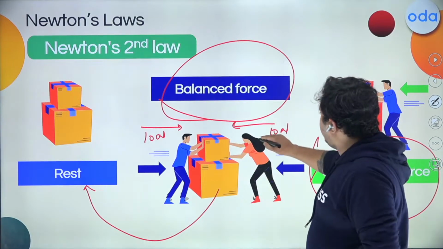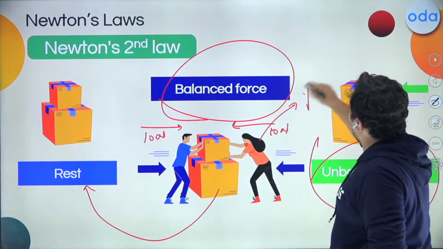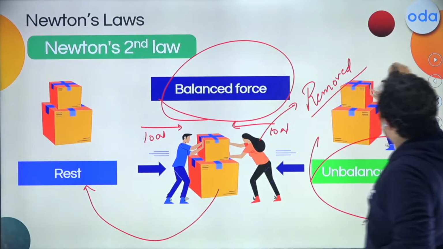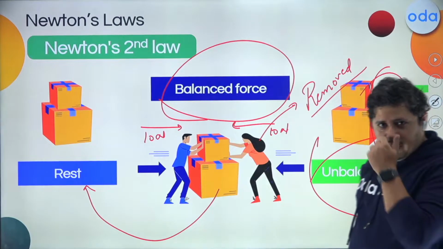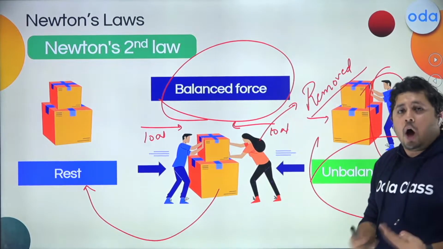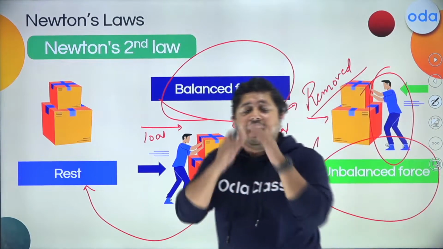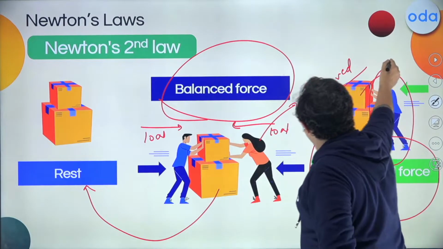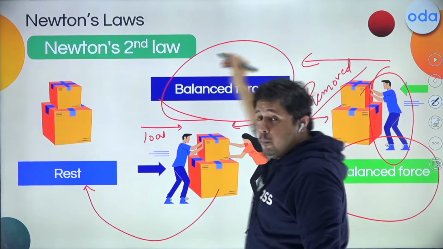Now assume that we removed her. In case 2, we have removed her. So what do we get? We just get the boy who is pushing it. And when he pushes it and there is nobody to stop him, this makes it an unbalanced force. And unbalanced force will force the body to move.